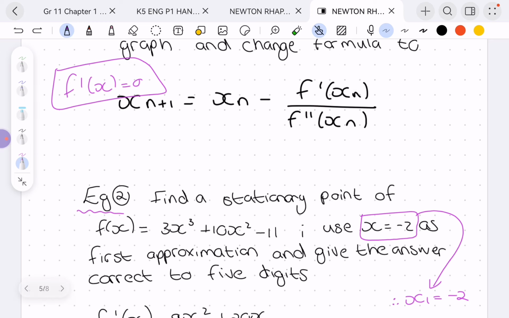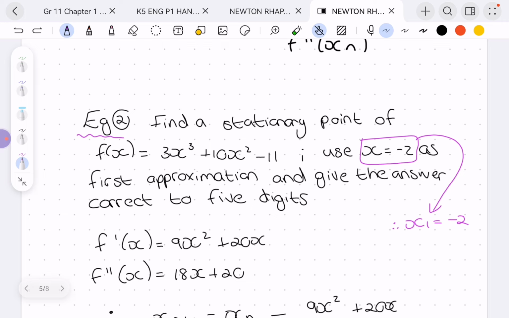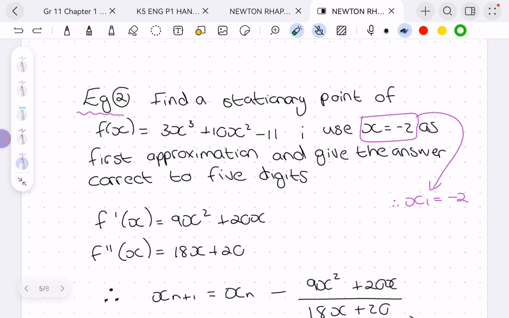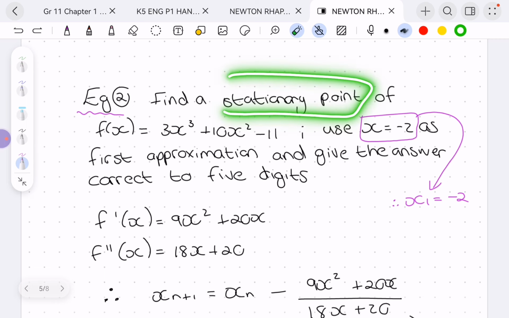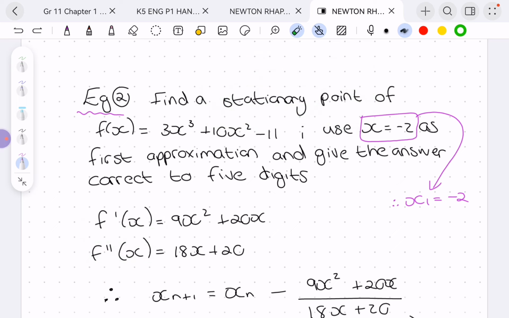Look at the example. Find the stationary point of this function, and they tell you what to use. So x1 equals negative 2, that means our first approximation is this negative 2. And give the answer correct to 5 digits. Since I want this stationary point, I need my first derivative and second derivative. The first derivative is 9x squared plus 20x. My second derivative will be 18x plus 20.